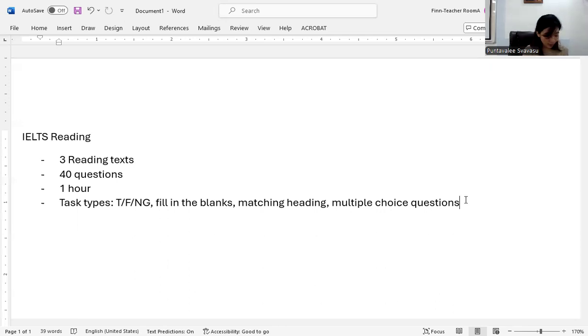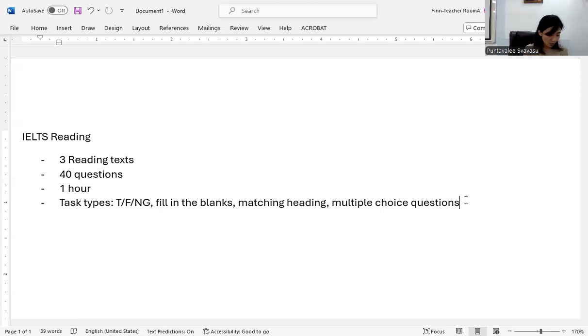And when it comes to the last one, reading 3, which is our next class, it's an academic text about research, and the vocabulary is more difficult. So that's how it works in IELTS reading.